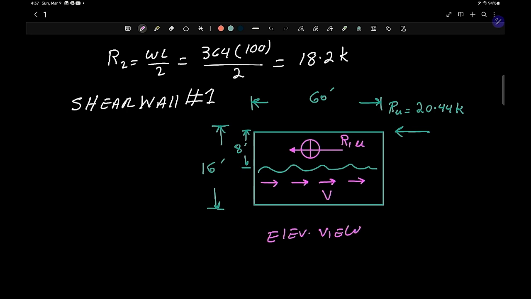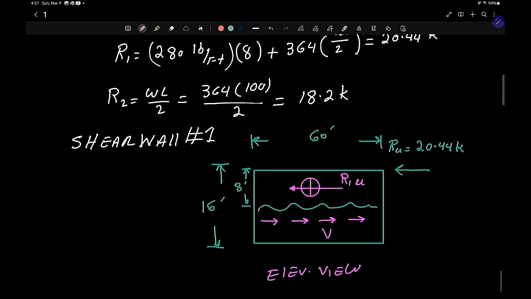And what we have here, we already calculated this load right there, which came from here. And then we take the whole wall, and the wall is 16 feet by 60, and calculating the wall seismic using a dead load of the top half of the wall.